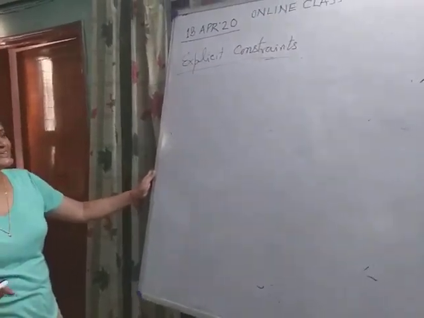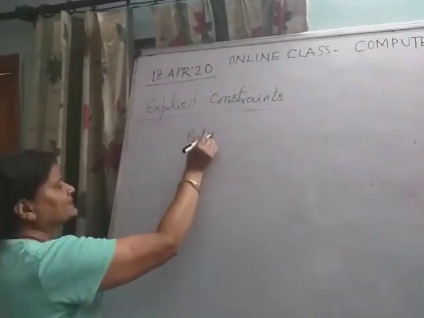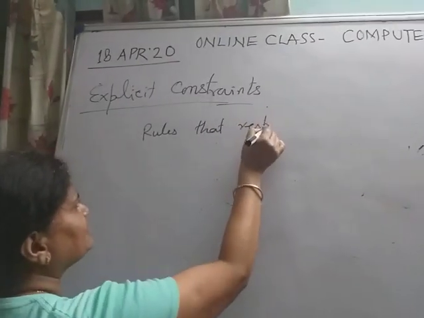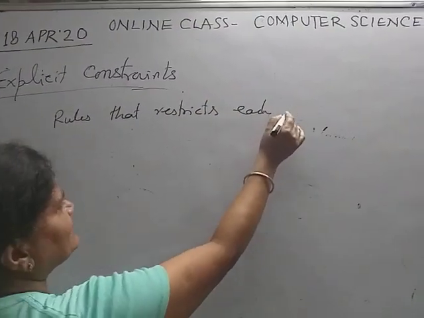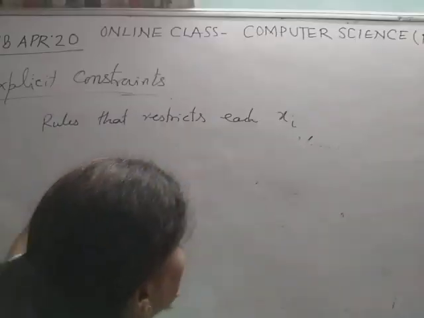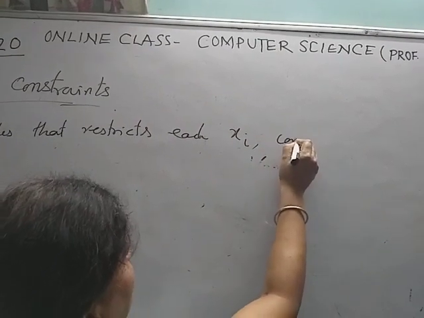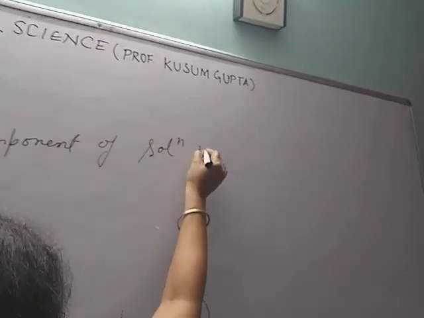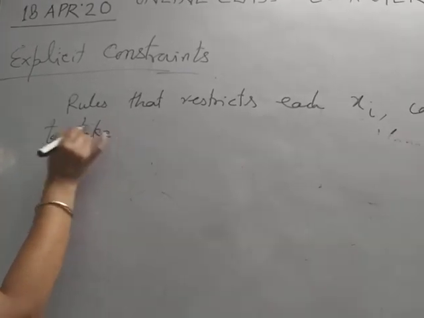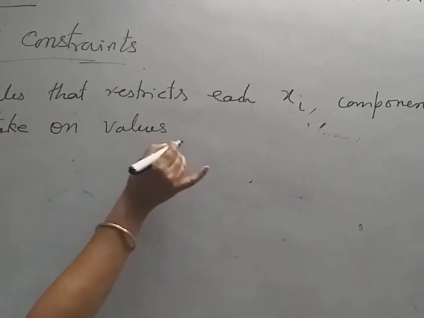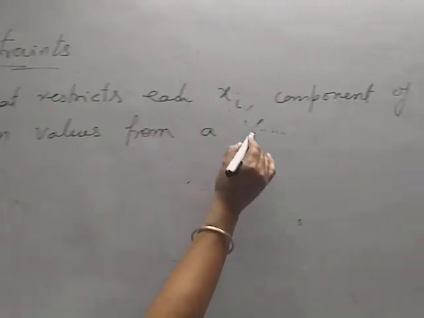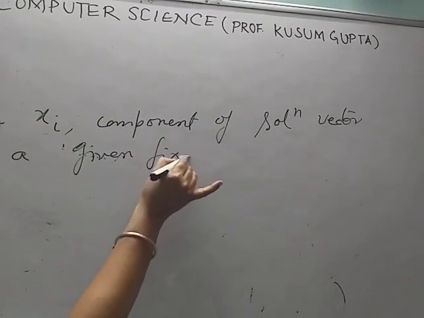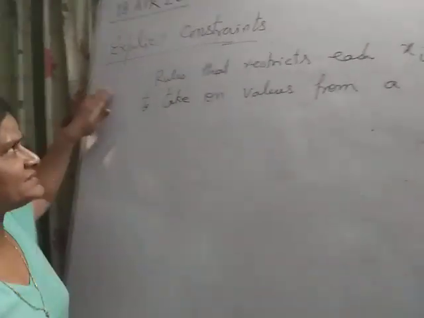Explicit constraints are rules that restrict each xi, each component or element of the solution vector, to take on values from a given fixed set.